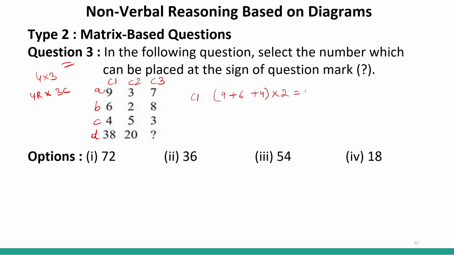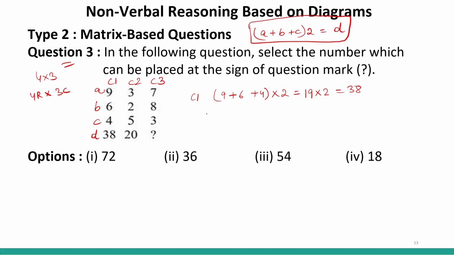This will be 10. This will be 19 into 2. And 19 into 2 is 38. So this logic is correct for column number 1. What is the logic? We are basically doing A plus B plus C and we are multiplying it by 2 to get D. This is the logic.